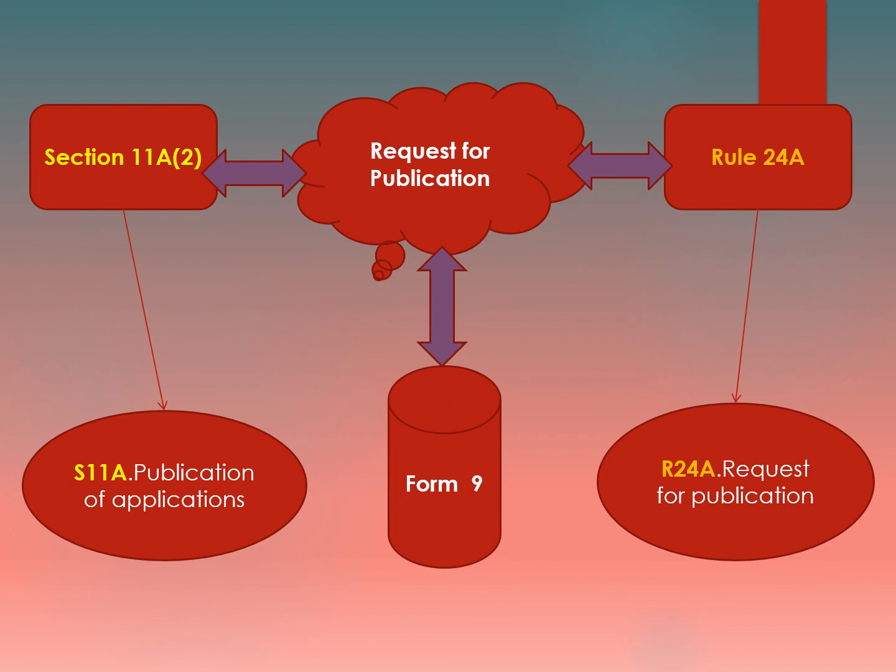Now we will deal with Form 9 whose title is request for publication. So here the main keyword is publication. Section 11A subsection 2 and Rule 24A are related to this. The title of Section 11A is publication of applications and the title of Rule 24A is request for publication. So Form 9, just remember publication. So Form 9 is related to Section 11A and Rule 24A. The main keyword here is publication.